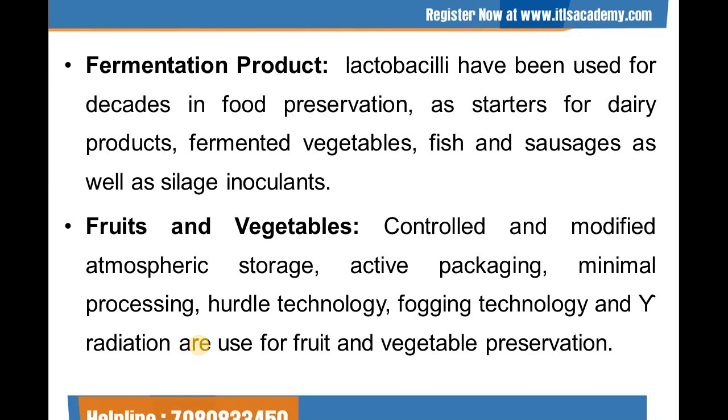Let's talk about the fruits and vegetables. The soft overcoat of fruits and vegetables is responsible for damage to their nutrient value. Controlled and modified atmospheric storage, active packaging, minimal processing, hurdle technology, forging technology, and gamma radiation are used for fruit and vegetable preservation.